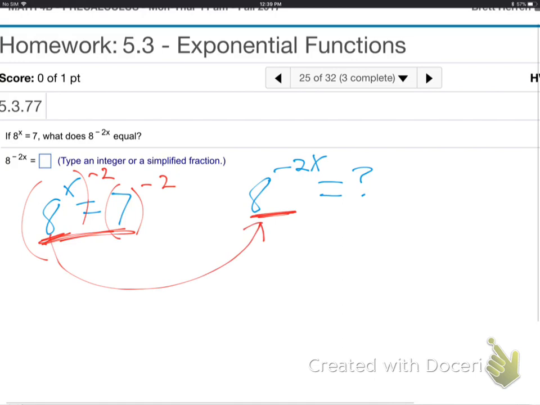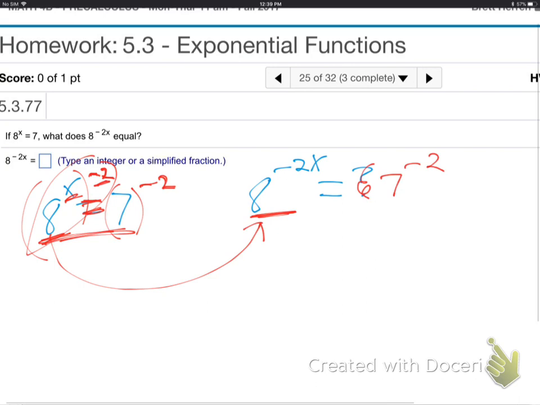And I said, okay, I'll raise it to the negative 2. But whatever you do to one side of an equal sign, if you're going to keep the balance, you got to do the same thing to the other side if you're going to keep them equal. So that means this will turn into 8 to the minus 2x. Remember, powers inside, outside parentheses, multiply. And the other side will become 7 to the minus 2, won't it?